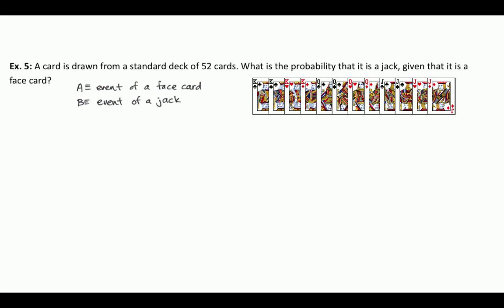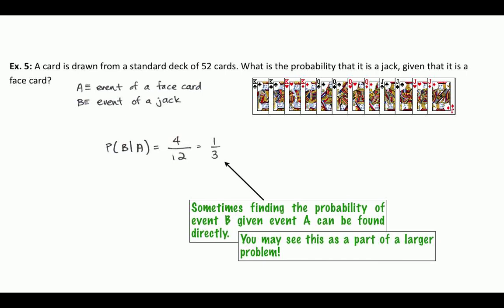Now notice that the probability of A, the probability of B, these things may or may not be given in a question. So here, basically what I'm saying is, the probability of a jack, given that it's a face card, is 4 in 12, which is 1/3, and that's it. That is this problem. We're asking for the probability of B given A. This is a really good way of introducing an A part as part of a bigger question. Maybe we'll have you find this kind of conditional probability first, and then use it to find a compound event.